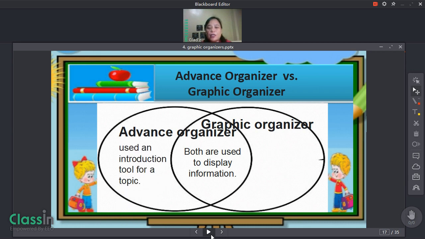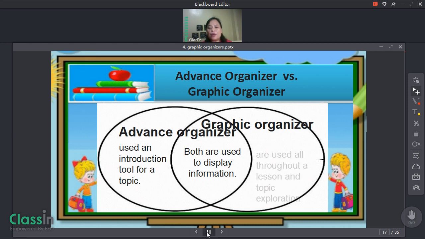An advanced organizer is used as an introduction tool for a topic. So remember that keyword, class: an introduction tool. Okay, so we can only use an advanced organizer in introducing a new topic or new lessons to the students, to help them get an idea of what is about to be discussed.